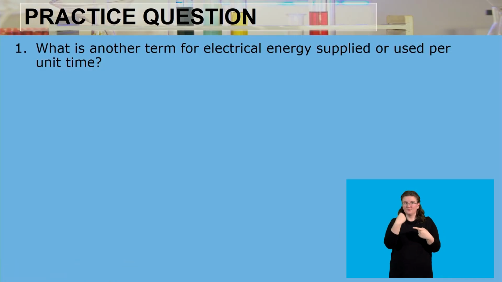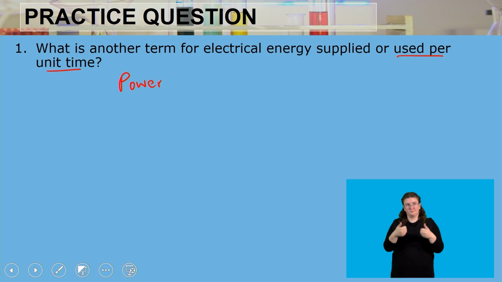Today we're going to be answering practice questions and application questions that are based on the cost of electricity. Our first practice question is asking us what is another term for electrical energy supplied or for electrical energy used per unit time. Remember, per unit time means we are dividing by time, so energy is divided by time. That is going to be power, because joules per second, or energy over time, is power. So it's power.